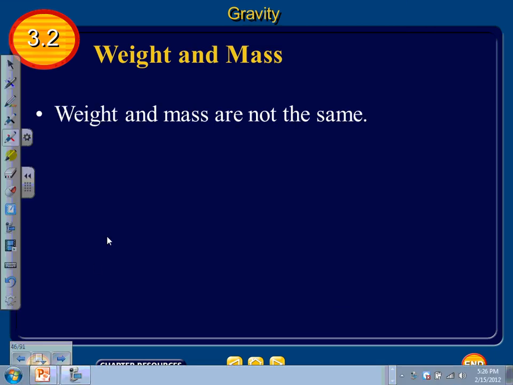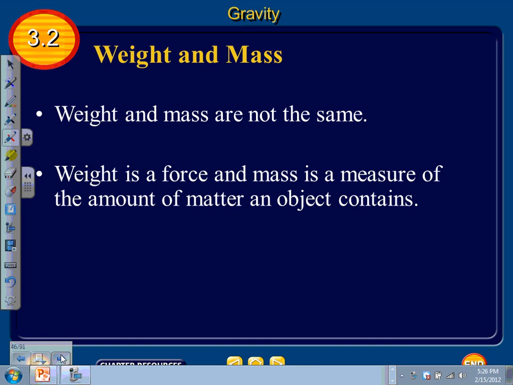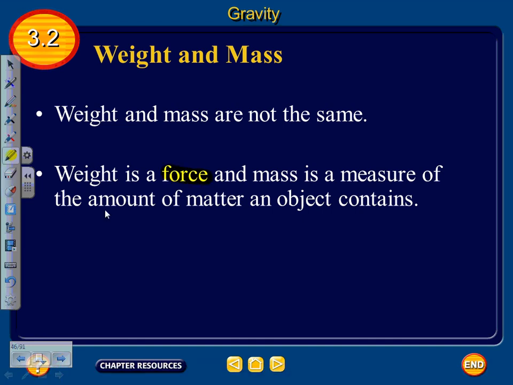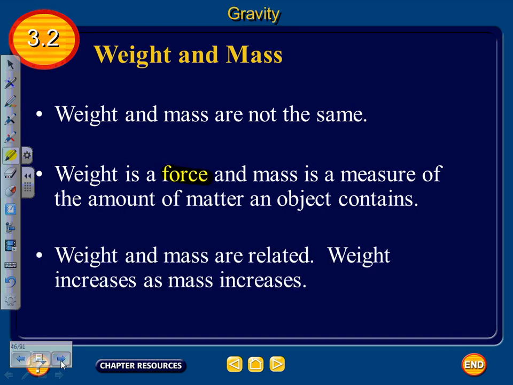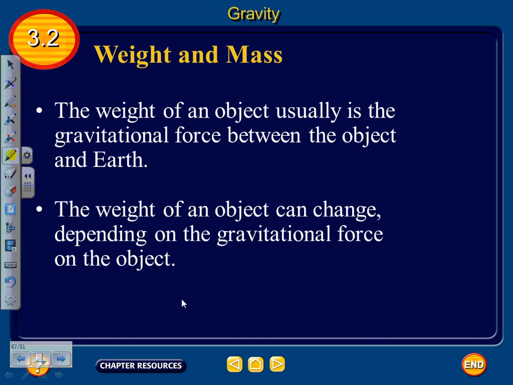Weight and mass are not the same. Weight is a force, and mass is a measure of the amount of matter an object contains. Weight and mass are related, however. Weight increases as mass increases. The weight of an object usually is a gravitational force between the object and the Earth. The weight of an object can change depending on the gravitational force on the object.